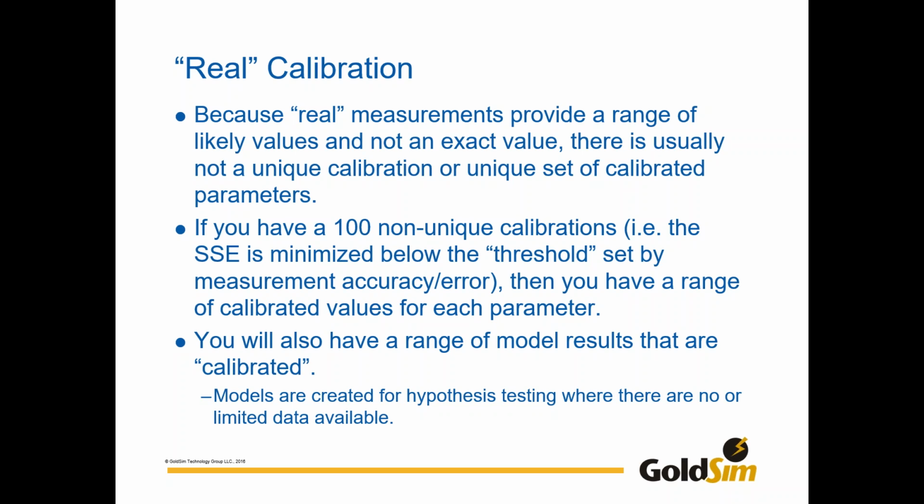Now we're going to start coming back towards GoldSim a little bit. As I said, you have a range of both your input values and your calibrated results. And you have these ranges, that essentially gives you a probability distribution. So this is one way to get your GoldSim model inputs. So let's look at this a little bit more.